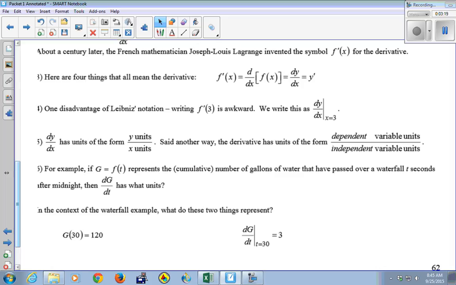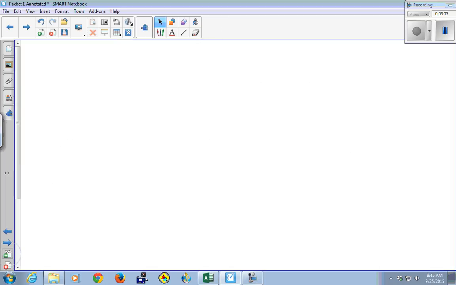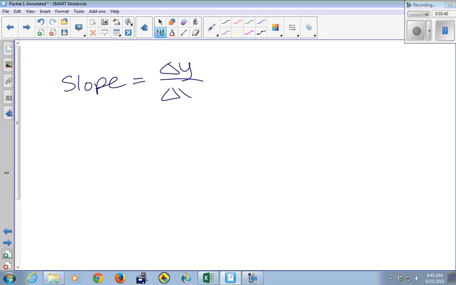So dy dx came from the fact that the derivative, graphically, what is the derivative again? The slope of the tangent line, right? And traditionally, we calculate slope, right, as change in y over change in x.